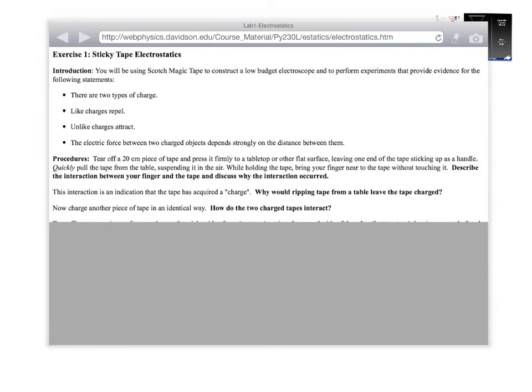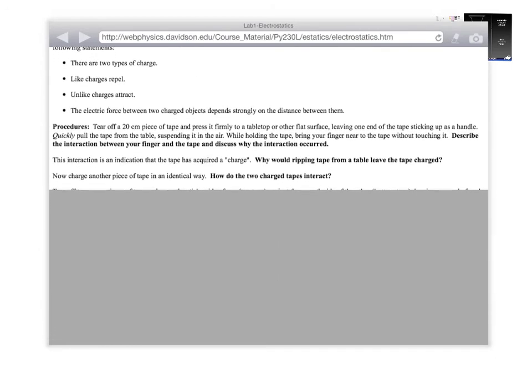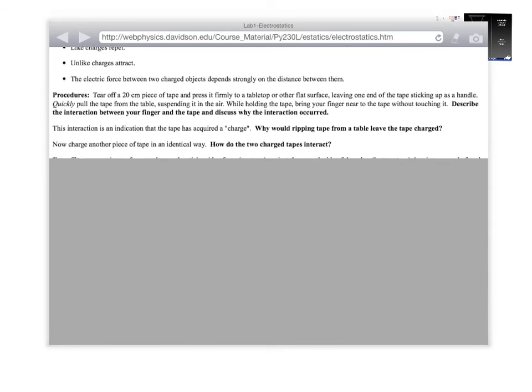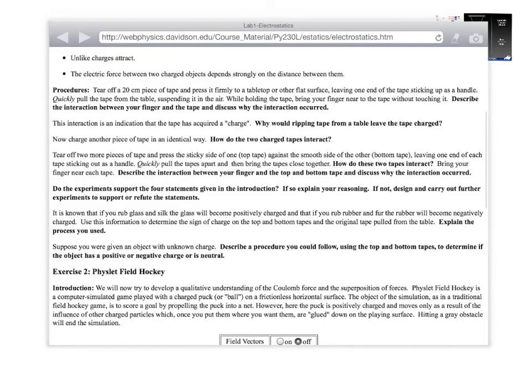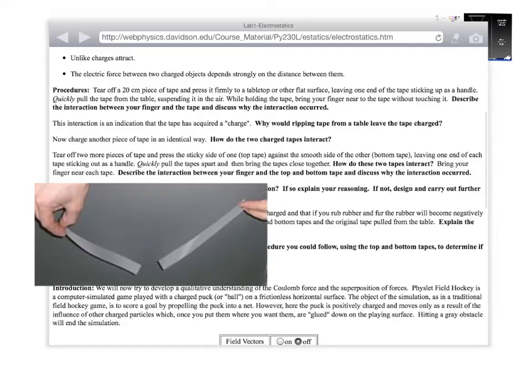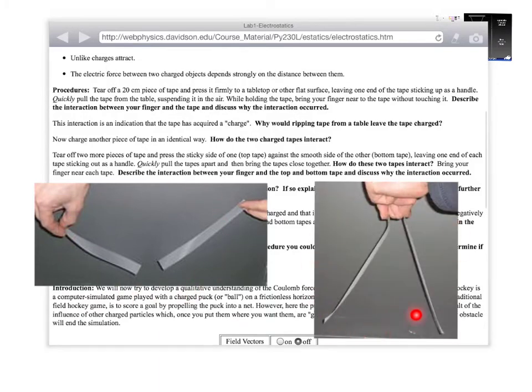Then you quickly pull them apart, holding both pieces of tape. You bring them near each other without touching. You should see them attract toward one another. Next, do it again, but put the sticky sides to each other, and this time you should see them repel away from each other. So this should happen when you put the sticky side to the non-sticky side, and this should happen when you put the two sticky sides of the tape together.